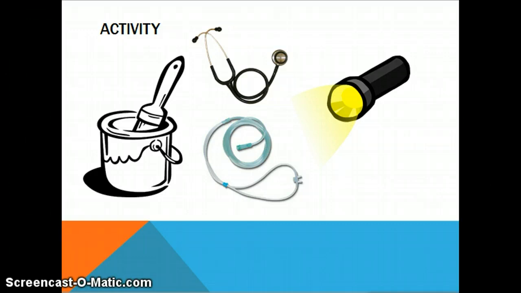So, on here, you'll see four objects. We have a paintbrush in a paint can, a stethoscope, a nasal cannula, and finally a flashlight with a light on. For the activity, I want you to take the time and think about these objects.